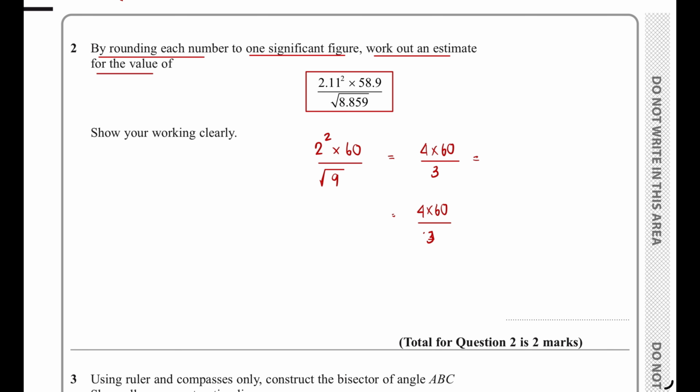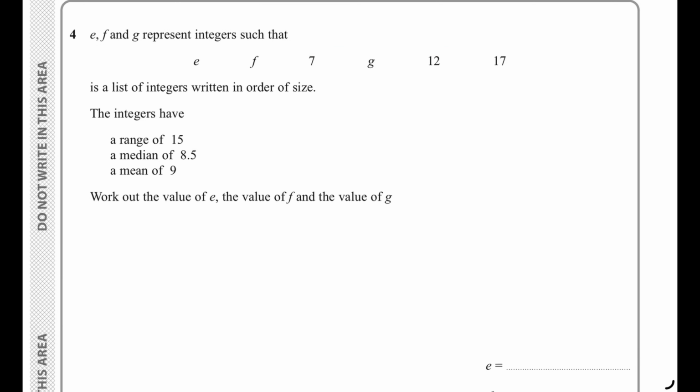So in the first case, it will be equal to 80. And in the second case, it will be equal to negative 80. Question 4. E, F, and G represent integers such that E, F, 7, G, 12, and 17 is a list of integers written in order of size. The integers have a range of 15, median of 8.5, and mean of 9. Work out the value of E, the value of F, and the value of G.